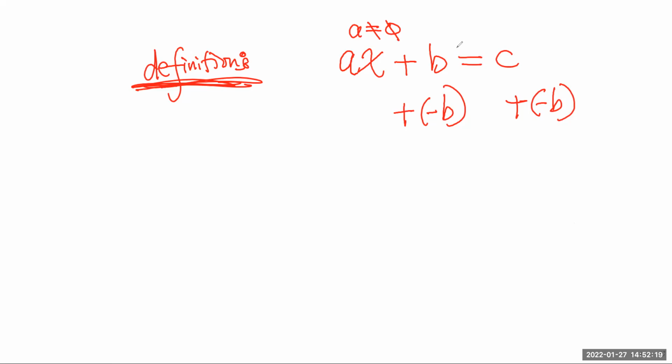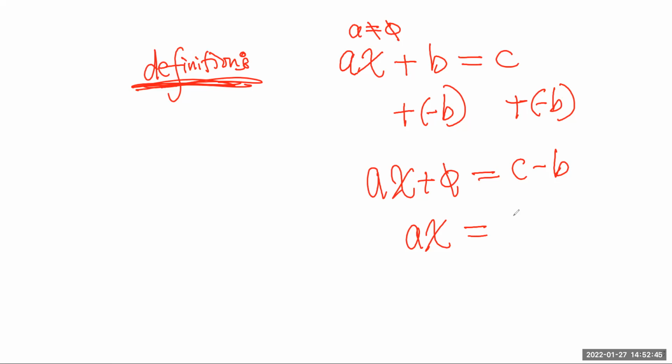Yeah. But we're going to add negative b. And the reason for that is b plus negative b is 0. So we got this on the left. On the right, c plus negative b is basically c minus b, right? And ax plus 0 is basically ax, right? Then we have ax equal to c minus b.